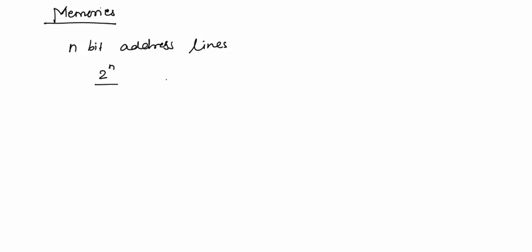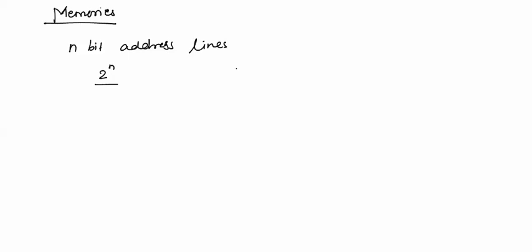In this lecture we will be discussing memory, semiconductor memories. Memories are nothing but the spaces where data can be stored. To address any memory we use n-bit address lines. With n-bit address lines, the maximum number of memory locations possible is 2 raised to power n.